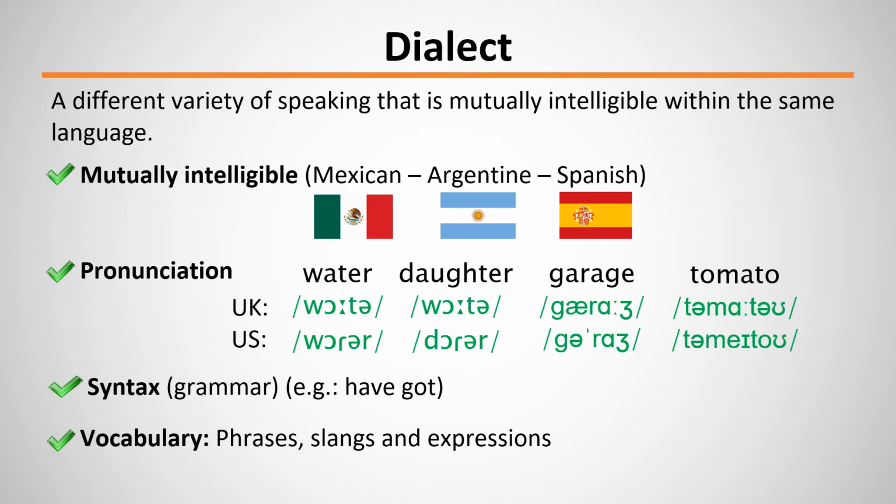Or we can use different words for the same thing. For example, I took the lift. I took the elevator. I live in a flat. I live in an apartment. I need to go to the petrol station. I need to go to the gas station. These are the properties of a dialect.